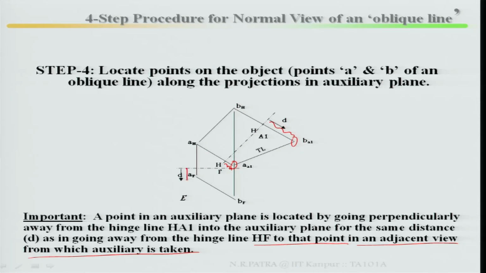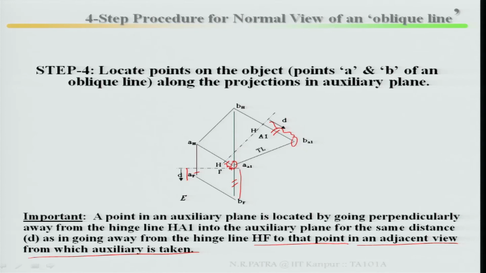What is the distance from here to here? What is the distance from here to here? This distance has been taken into consideration. I hope you understand. From here to here distance, and from here to here distance. As well as this distance, what is the distance? You have projected it back from here, projected back from here. Then after your A1 auxiliary plane, how to locate this and this?